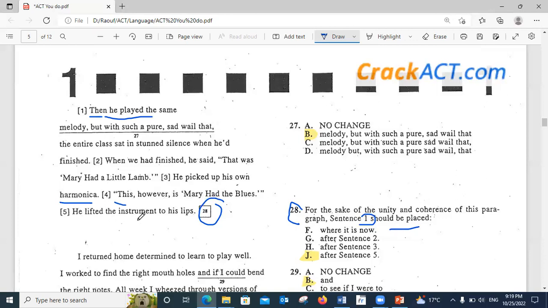He lifted the harmonica to his lips. What logically comes after he lifts the harmonica to his lips? After he does that, this happens: he played. Would he play before or after he lifts the harmonica to his lips? Of course, he has to lift the harmonica to his lips first, then he starts to play. That's why sentence 1 should go after sentence 5. Clear, Joe?